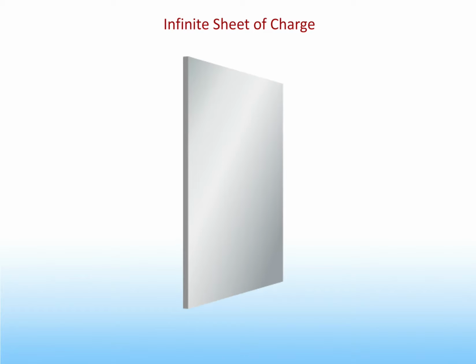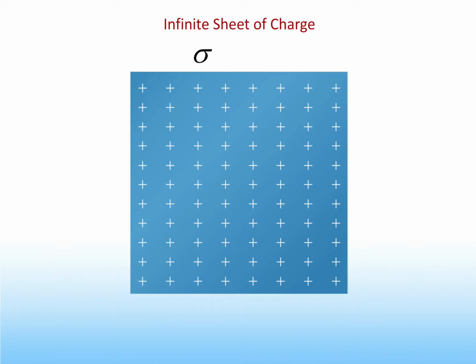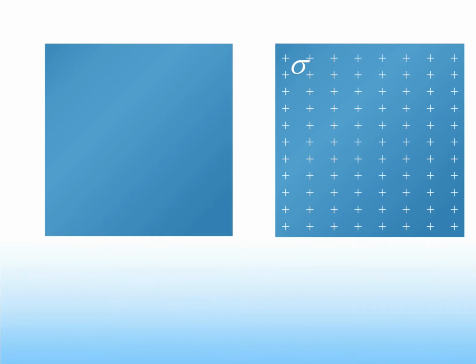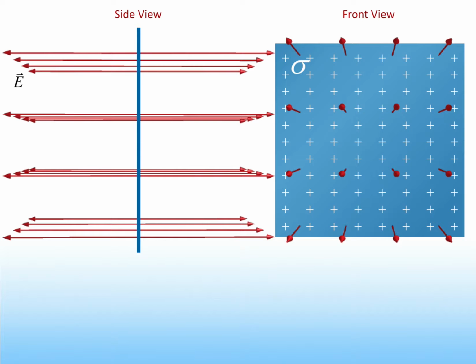For our next example, we consider an infinite sheet of charge with uniform surface charge density sigma coulombs per square meter. Here the charge density has planar symmetry, namely, charge is uniformly distributed over a single plane. Consequently, we know that the direction of the field must be perpendicular to the surface.